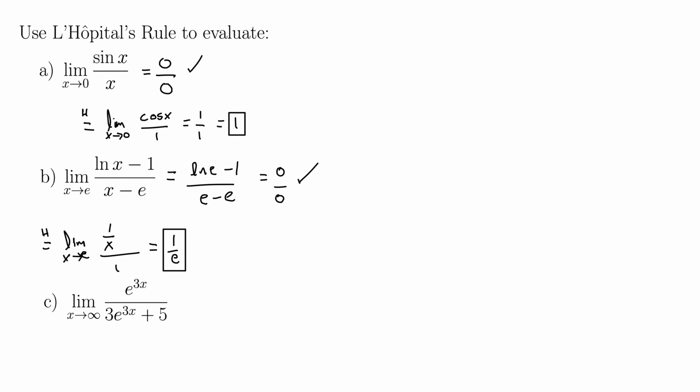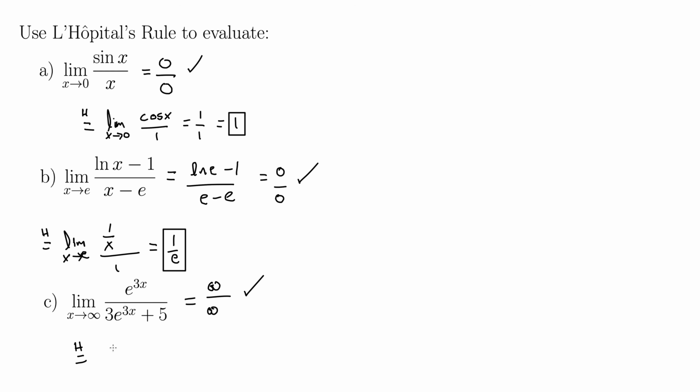Okay, for part C, we have the limit as x goes to infinity of e to the 3x over 3e to the 3x plus 5. Well, the first thing to do here is to evaluate this limit with just plugging in. That would give us infinity up top and infinity on the bottom. That is what we need. It is indeterminate of the correct form to proceed with L'Hopital's rule. So let's do it. We say equals by L'Hopital's rule.